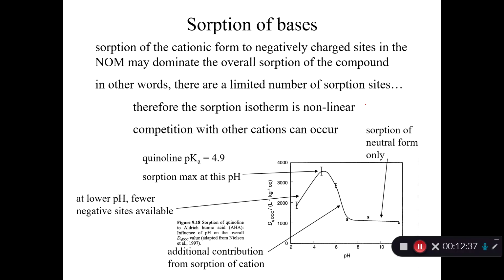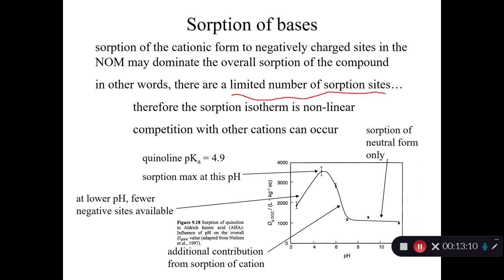Absorption of bases is much more difficult, more complicated. Absorption of the cationic form of the base is going to be quite favorable because it's going to want to absorb to these negatively charged sites on things like natural organic matter and even many mineral surfaces. But we know that if we're talking about an electrostatic attraction between a positive charge and a negative charge, there's only so many negative charges, right? And therefore, we have a limited number of absorption sites.